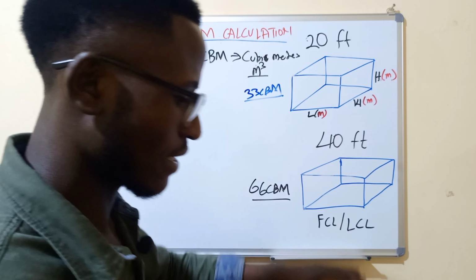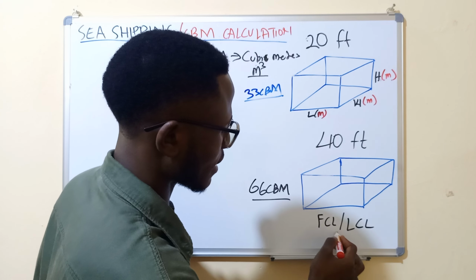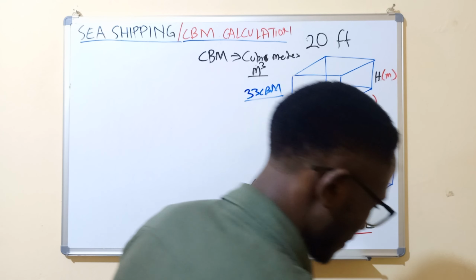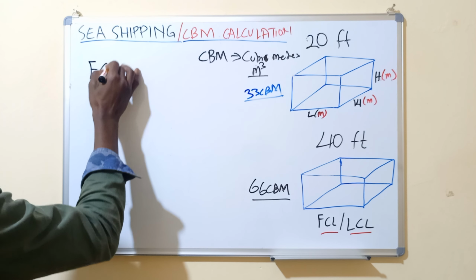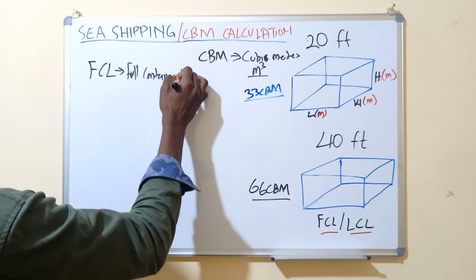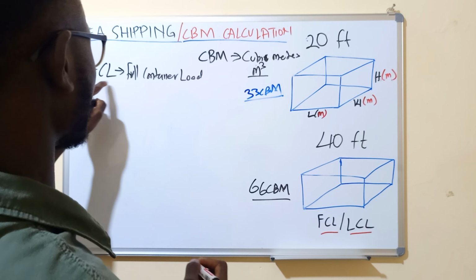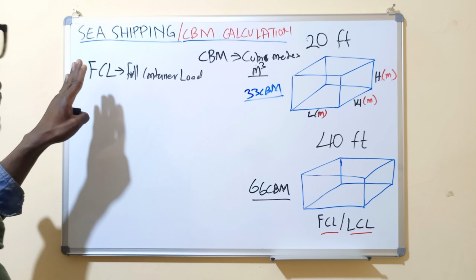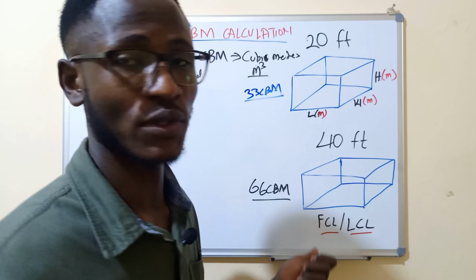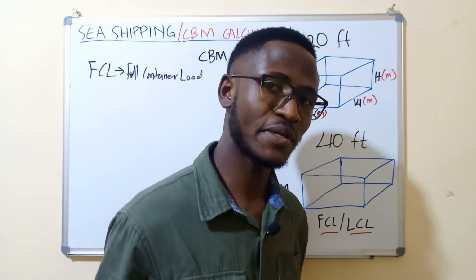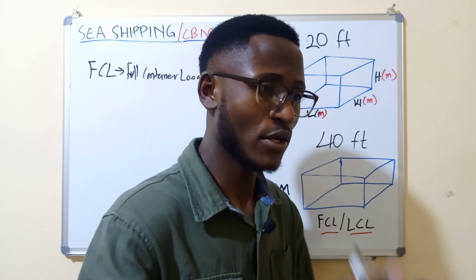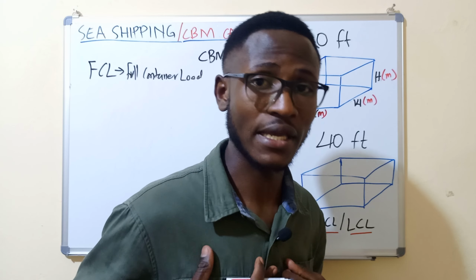We have these terms here: we have what we call FCL, and we have what we call LCL. What is FCL? FCL stands for full container load. That's what it means. Full container load simply means that it's an individual, one man owning a container. As simple as that. One businessman filling up a container. He buys it and it's his alone, no one else. All the items inside belong to one person.